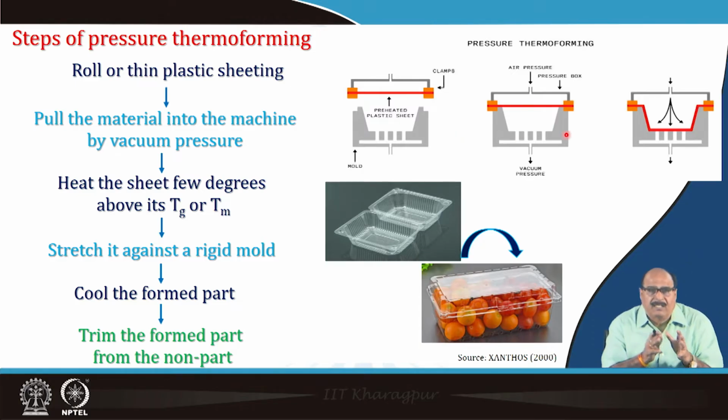First, a roll or thin plastic sheet is taken, as I showed earlier in the slide. Then the material is pulled into the machine by vacuum pressure, and the sheet is heated a few degrees above its Tg or Tm, and then it is stretched against a rigid mold and air pressure is applied. Finally it is cooled to set the formed part, and the formed part is trimmed from the non-part. That is how pressure thermoforming is done. These are the pressure thermoformed containers shown in the picture.